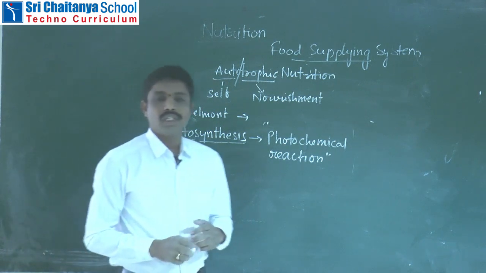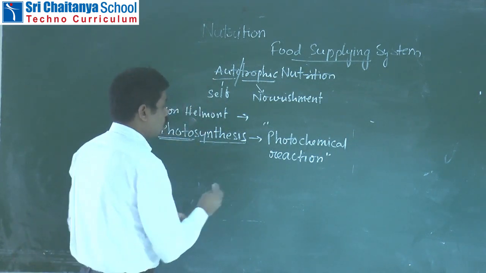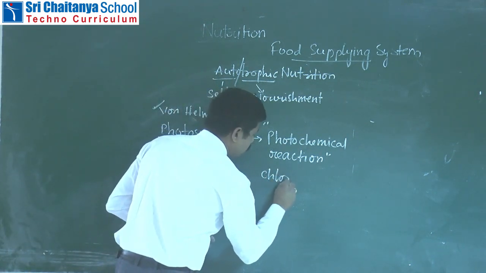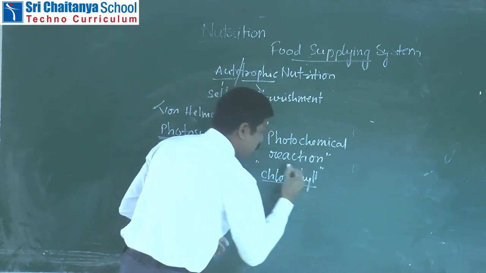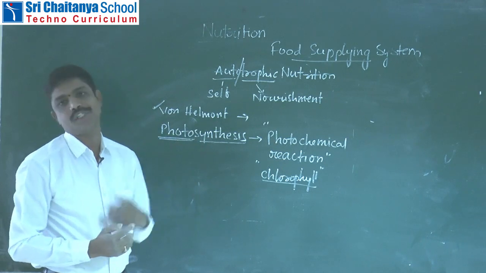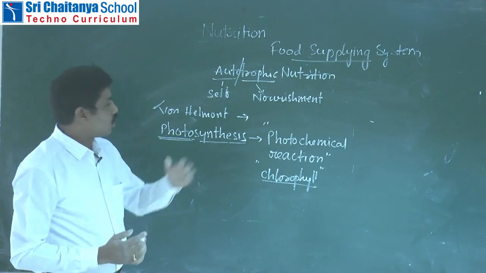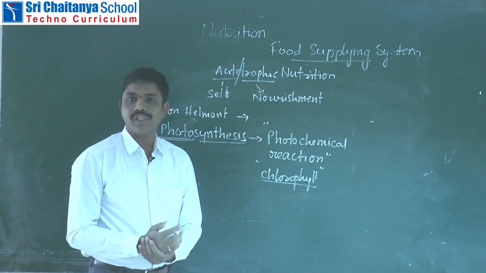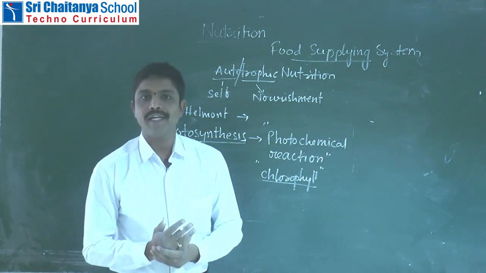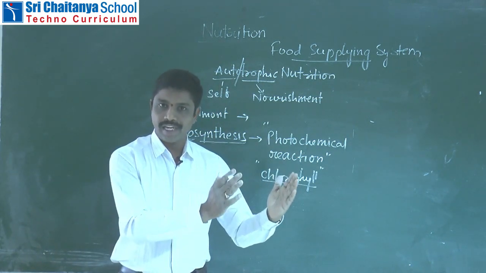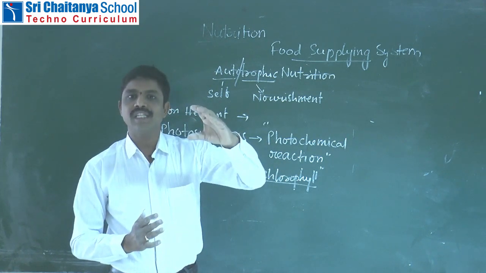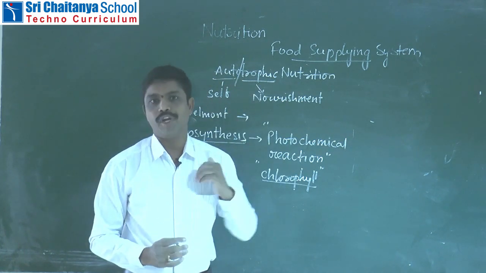Here there is a green colored substance, chlorophyll. It is a pigment. The pigment is a molecule which grabs the solar energy. So photosynthesis is a photochemical reaction during which carbohydrates are synthesized from simple inorganic molecules like carbon dioxide and water, by utilizing sunlight and chlorophyll.